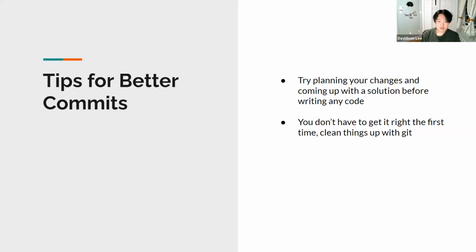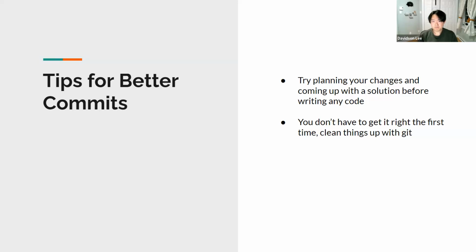All right, so some tips on how to write better commits. I have 2. So the first is to try planning your changes and coming up with a solution before writing any code. Like mentioned before, code is a representation of logic. Your code changes are an extension of that, a set of logic changes in the program that you're proposing. So in order for you to be able to logically group those changes, and to group lines of code into specific pieces of logic, it's very difficult to do so without prior planning.